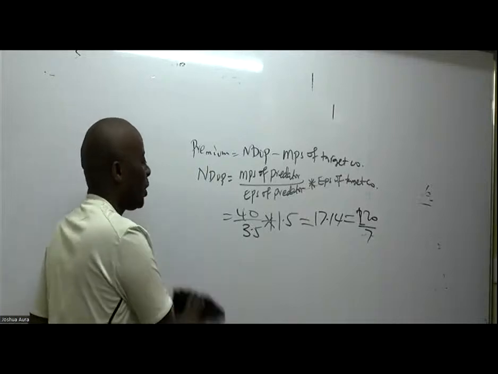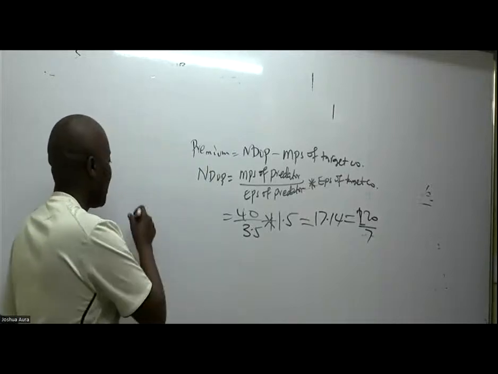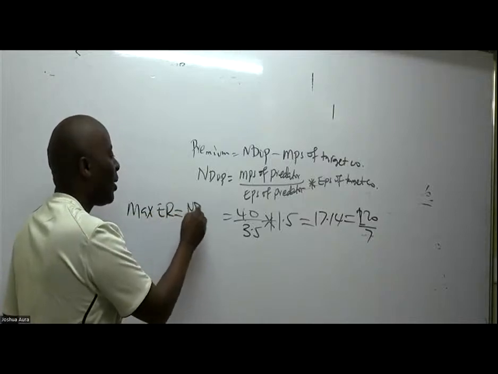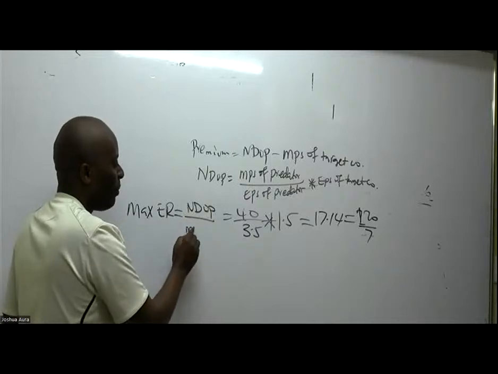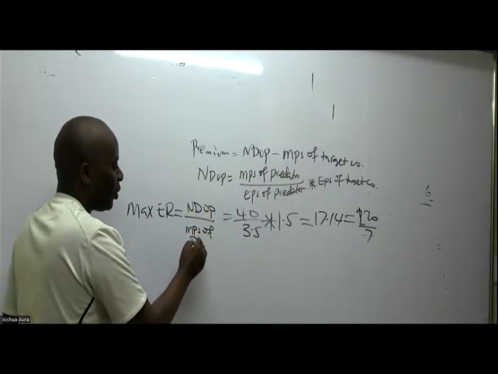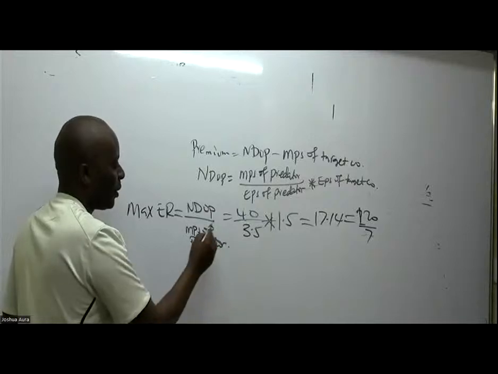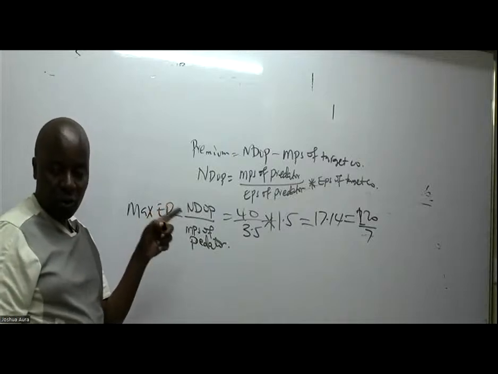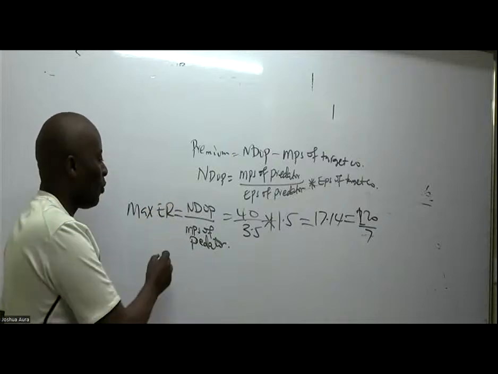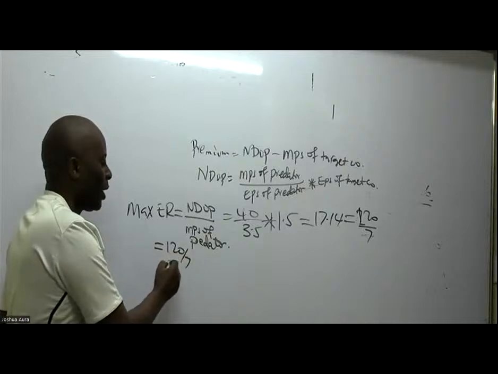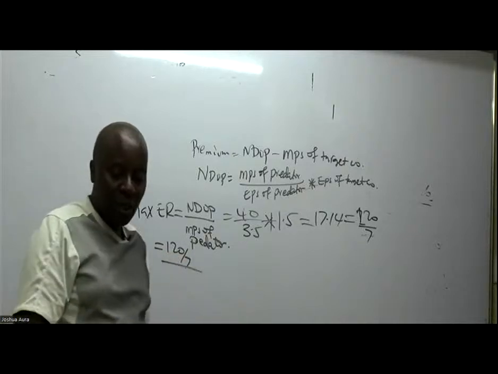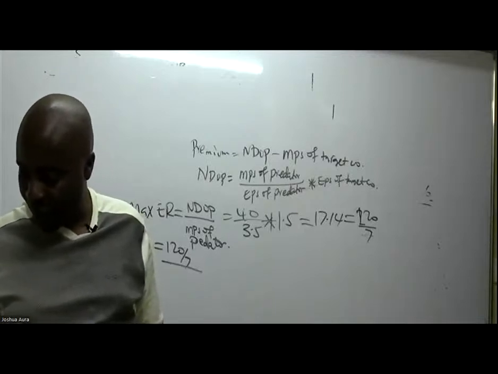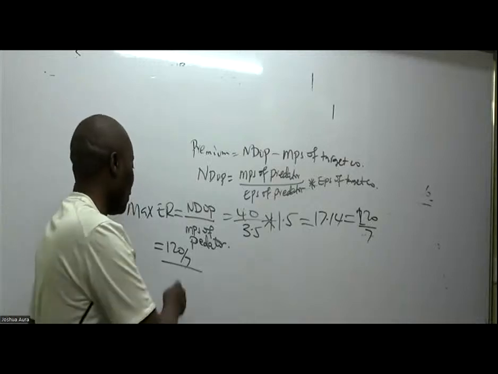So then if you want to use this formula of getting the maximum exchange ratio, then remember, we also have this formula of DOP over MPS. If you want to use this formula, you have to be very careful with the fractions. So DOP here is 120 over 7. Now you divide this by the MPS of the predator, which is 40.